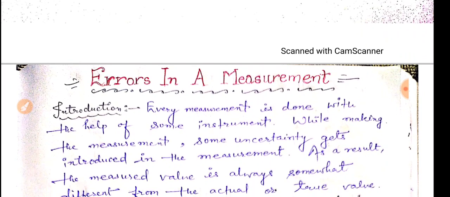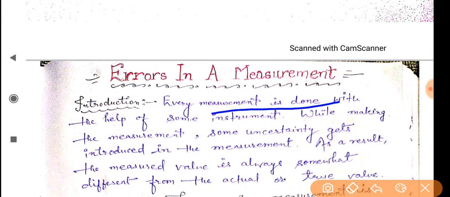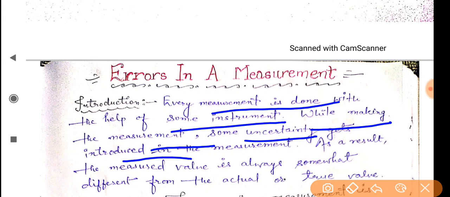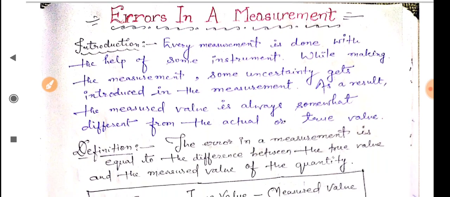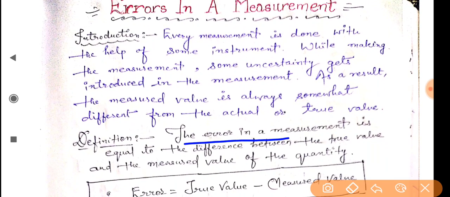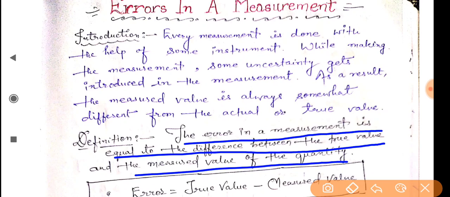Every measurement is done with the help of some instrument. While making the measurement, some uncertainty gets introduced in the measurement. As a result, the measured value is always somewhat different from the actual value or true value. That means the deviation of the measured value from the true value of the physical quantity is called error. That means we can say the error in a measurement is equal to the difference between the true value and the measured value of the quantity. That is, the formula for error is true value minus measured value.